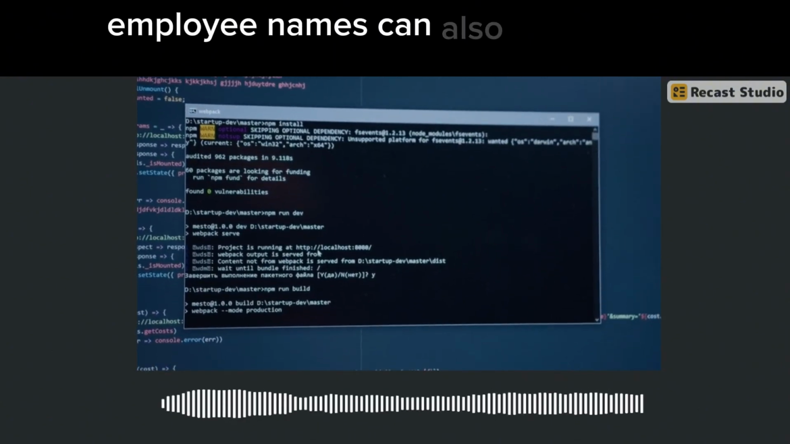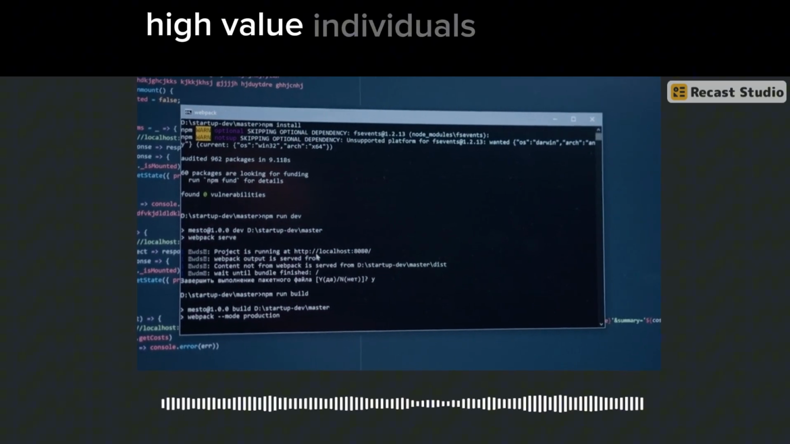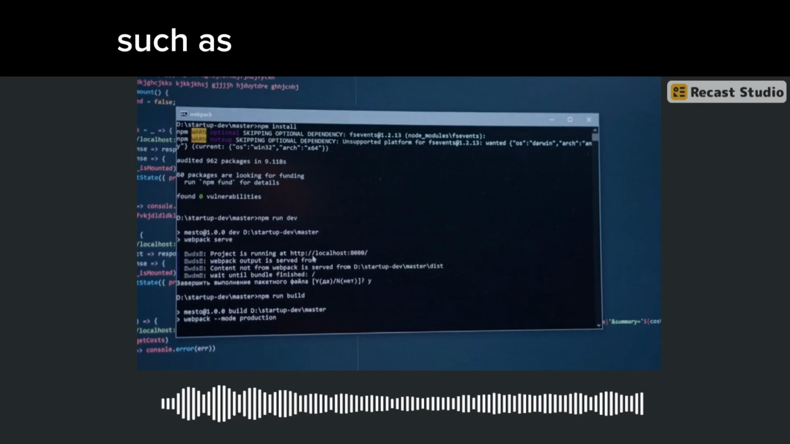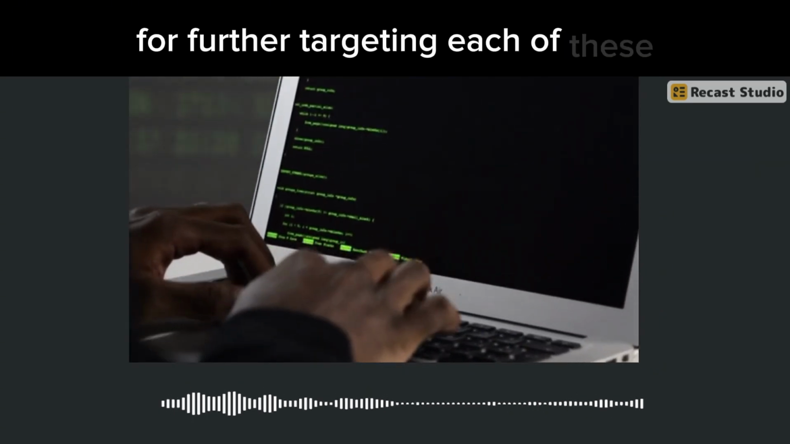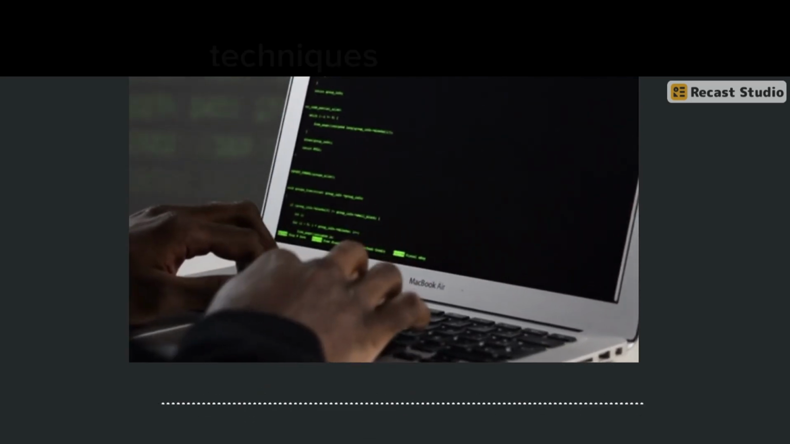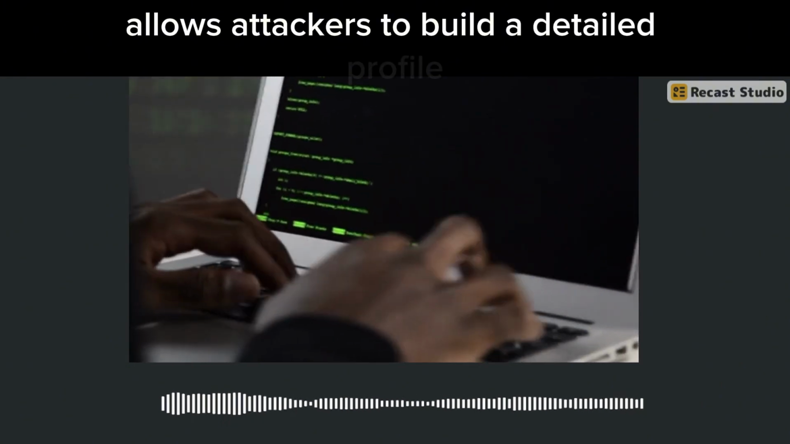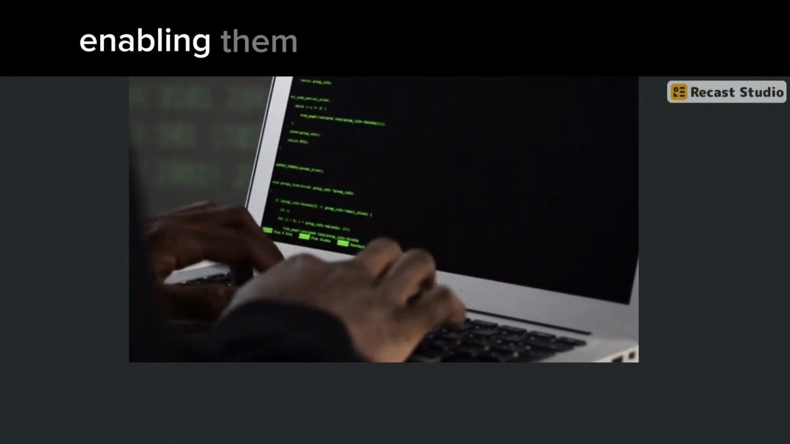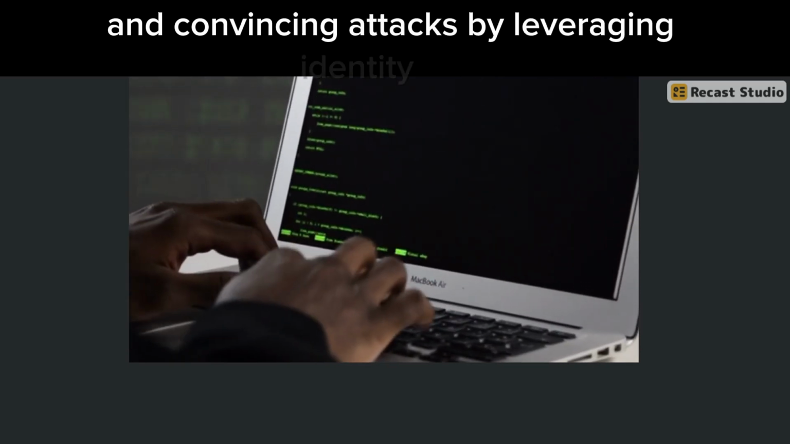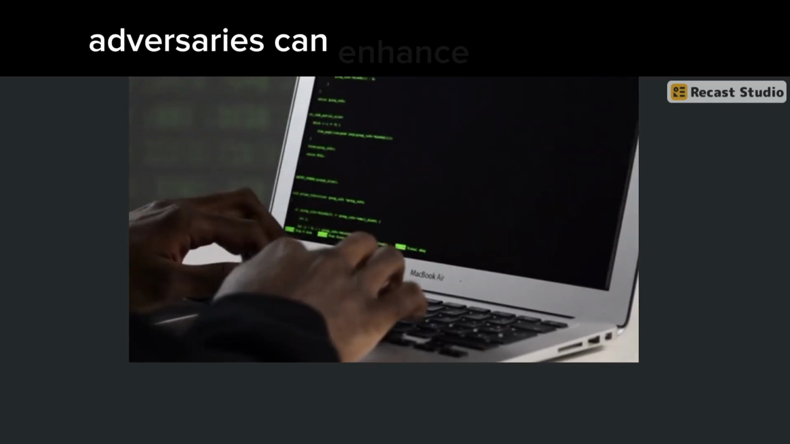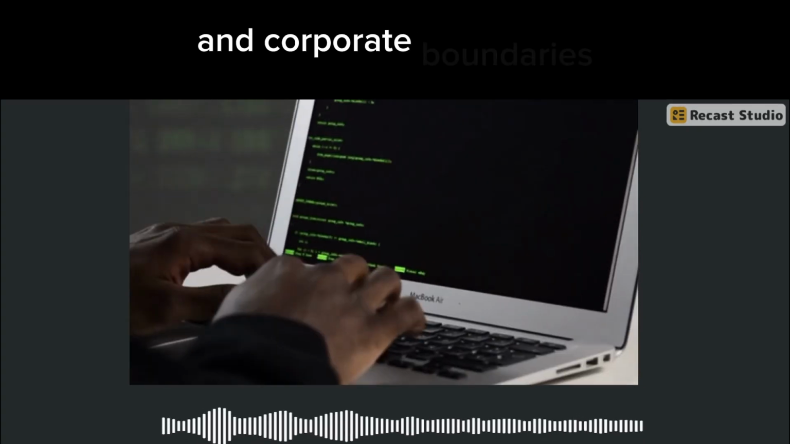Employee names can also be used to derive email addresses and identify high-value individuals within the organization, such as executives or administrators, for further targeting. Each of these gather victim identity information techniques under T1589 allows attackers to build a detailed profile of their target, enabling them to conduct highly targeted and convincing attacks. By leveraging identity data, adversaries can enhance their approach, exploiting weaknesses in personal and corporate boundaries.